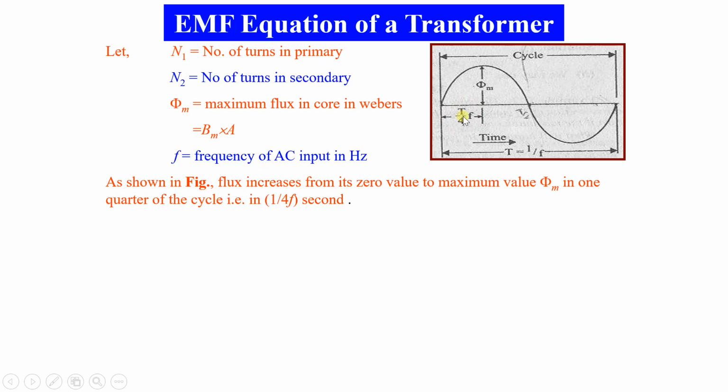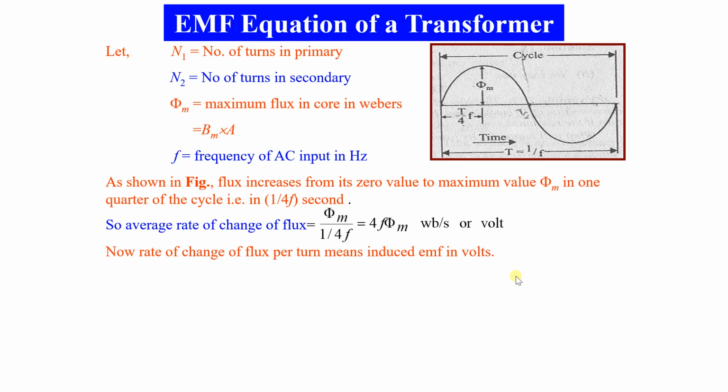So it shows maximum flux in the first quarter of the cycle. One quarter of the frequency shows the maximum flux. So we can write it as one quarter of the cycle, that is in 1/4f seconds. So the average rate of change of flux is phi m, the maximum flux, upon 1/4f, or it can be written as 4f phi m Weber per second or volts.